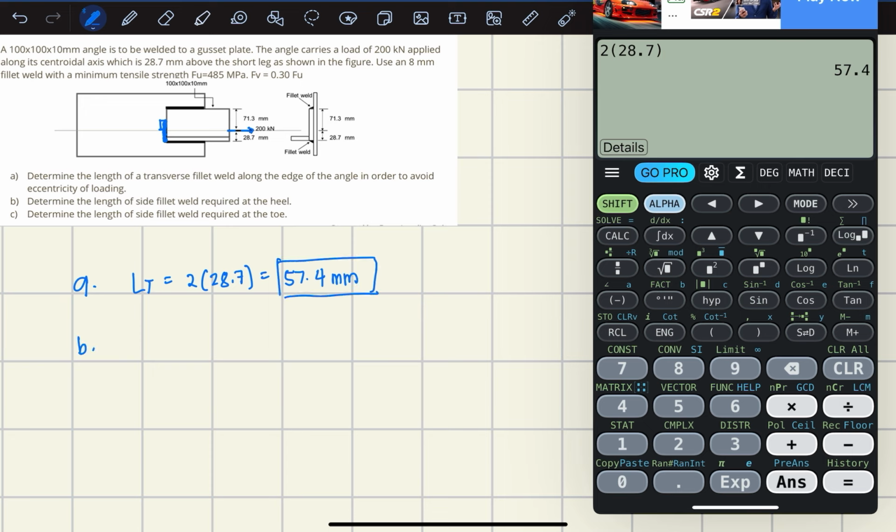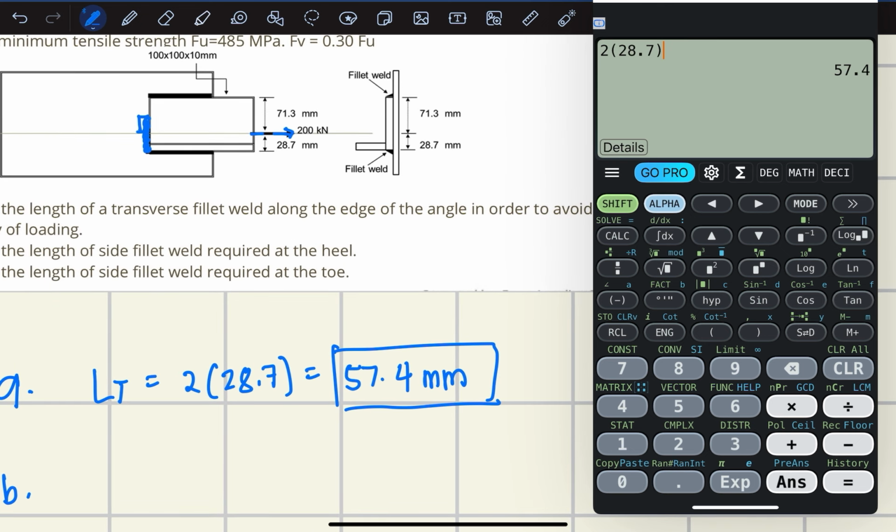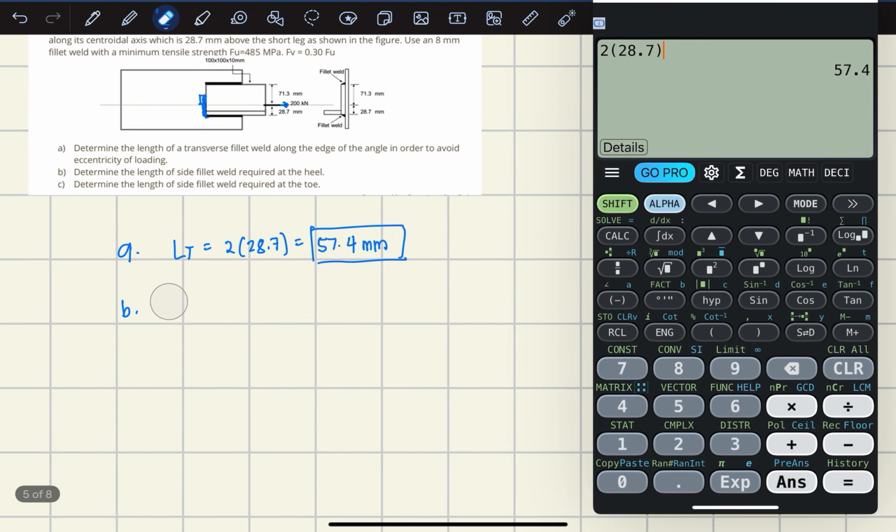For letter B, class, we are asked to find the length of side fillet weld required at the heel. The heel there is the one at the bottom. Take note of where the hanging part of your angle is. This is the angle, and this is the hanging part. The heel is there. So, that is what we are asked for in letter B. To solve this, we first need to find the strength of the fillet weld per linear mm.